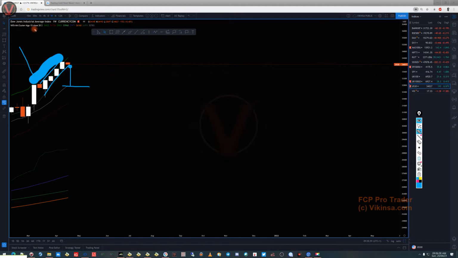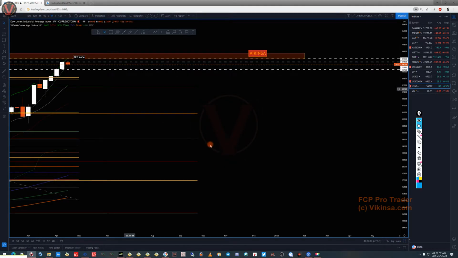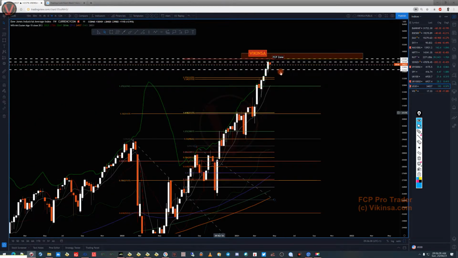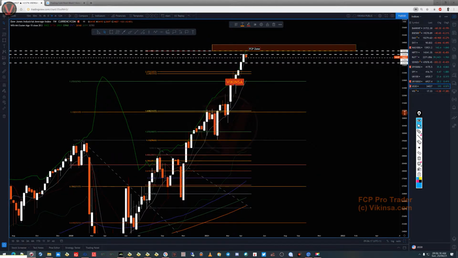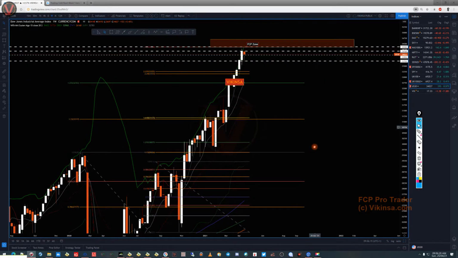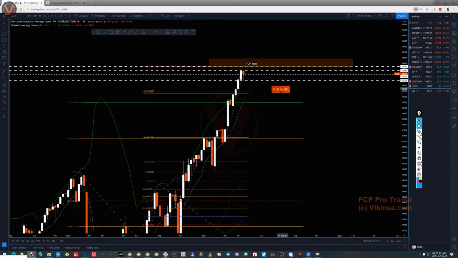what we need to do is look at the analysis, right? So let me open the analysis here. What we have is an FCP zone right at this level, which is approaching, which is 34,360, and then the lower level has already been tested here, which is 33,722, and the market has pushed up.